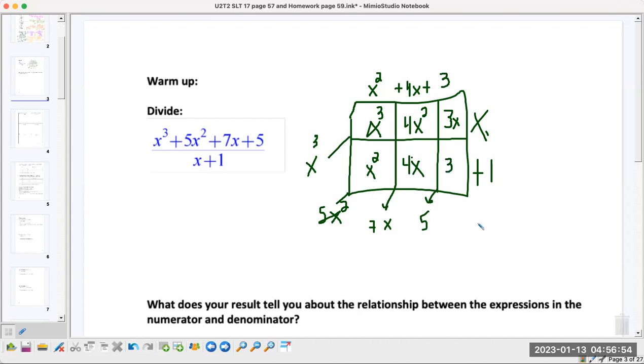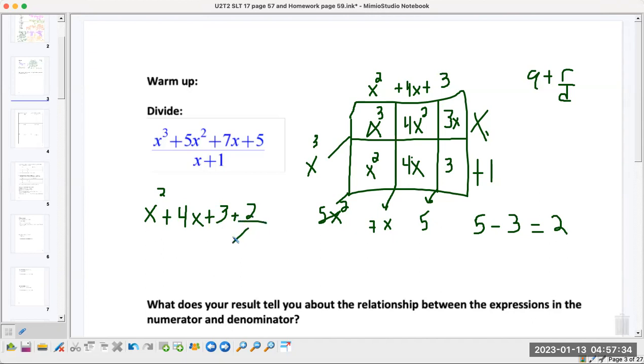All right, we have a remainder. And remember to find the remainder, you take the outside, you subtract what's on the inside. And 5 minus 3 is 2. So remember we have to write it in this form: quotient plus remainder divided by the divisor. So our answer is x squared plus 4x plus 3 plus 2 divided by x plus 1.